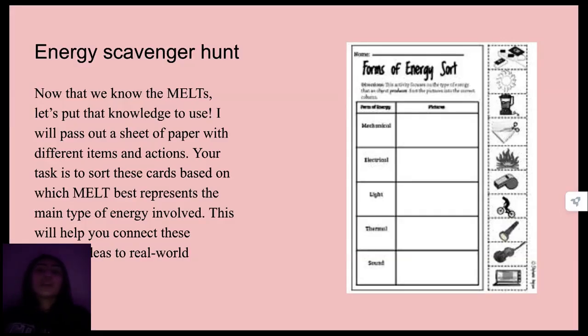Alrighty, I'm going to go ahead and jump into our activity. I have these printed out for you guys. Now that we know our MELTs, because we're such smart scientists, let's put that knowledge to use. I'm going to pass out a sheet of paper with different items and actions, and your task is to sort out these cards based on which MELT best represents the main type of energy involved. This is going to help you guys connect ideas from real world examples. And before you guys ask, this is going to be a one-person assignment. So let's go ahead and get that started for you guys.